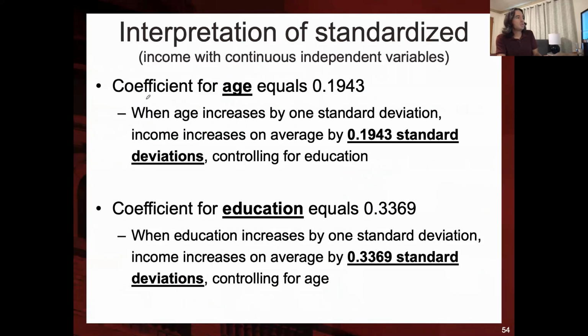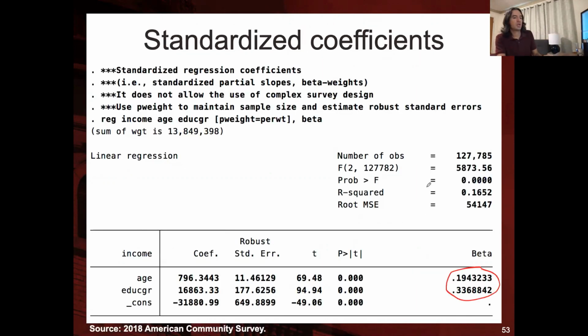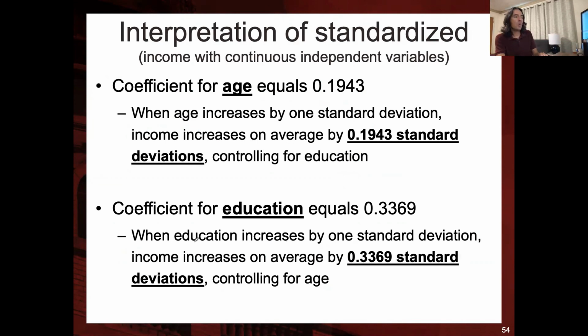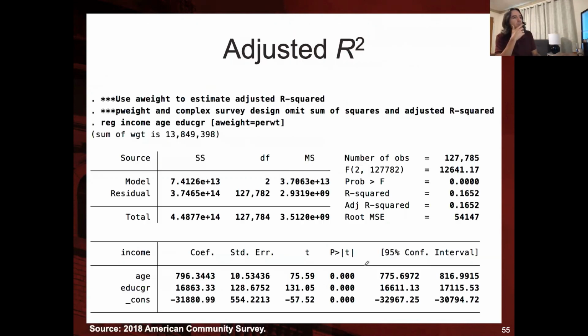The 0.19: when age increases by 1 standard deviation, income increases on average by 0.19 standard deviations, controlling for education. The 0.33: when education increases by 1 standard deviation, income increases on average by 0.33 standard deviations, controlling for age. The adjusted R-square is calculated here when we use the A weight. It's not calculated when we use the P weight or the complex survey design, okay?